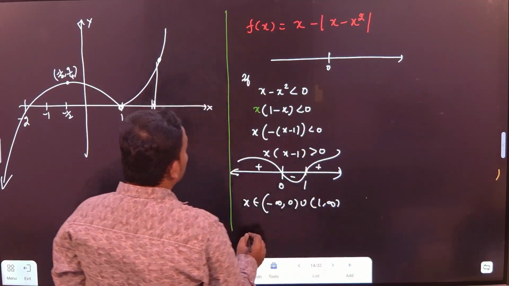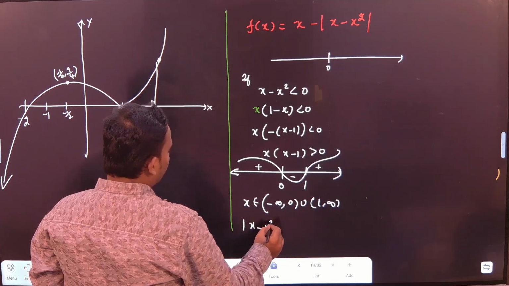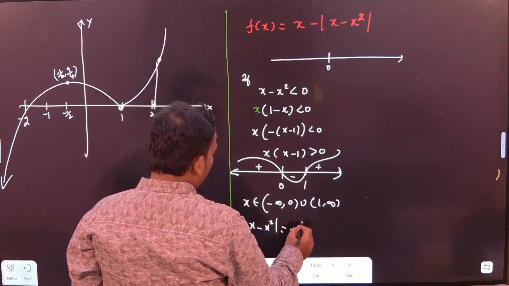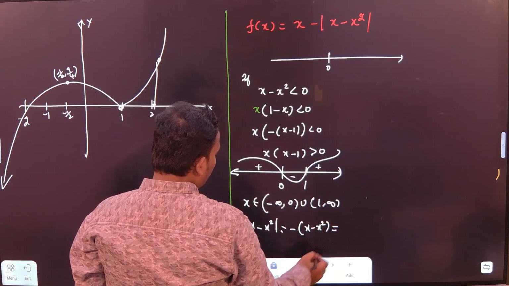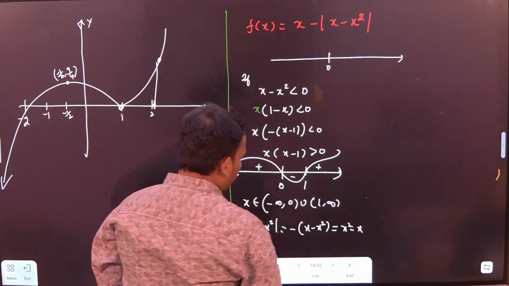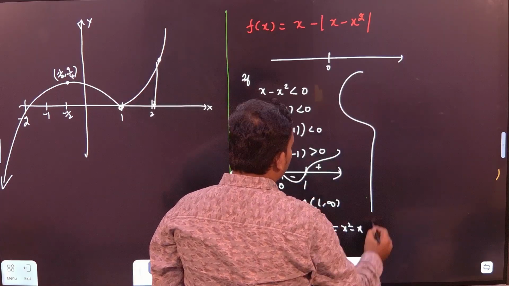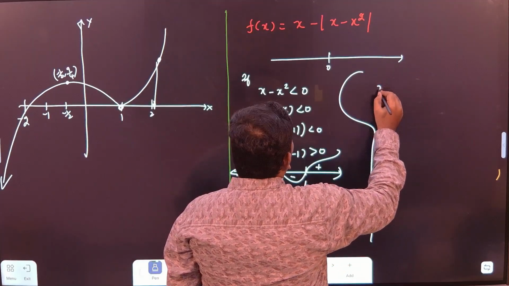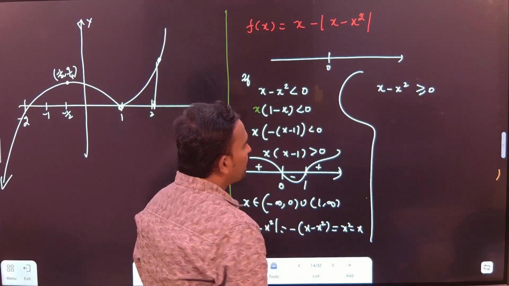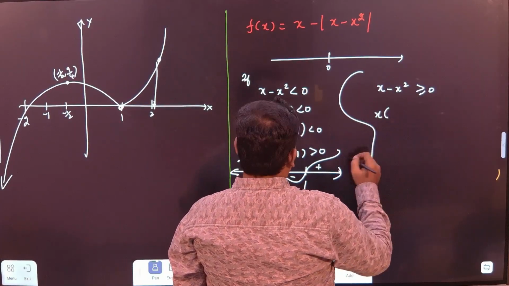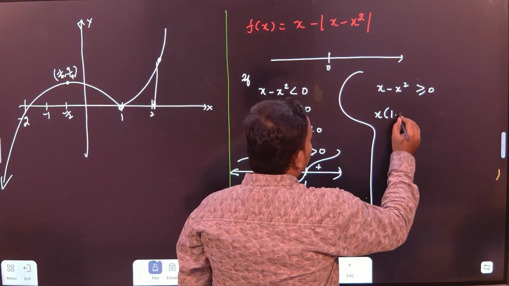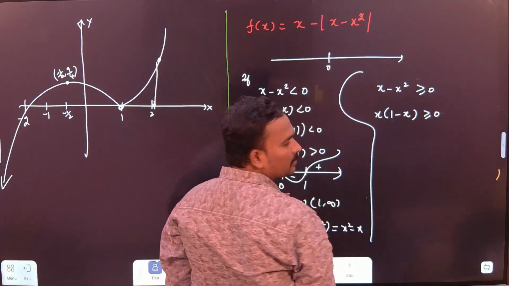So in that case, mod x minus x square, how to write? When x minus x square is negative, this will be minus of x minus x square, which equals x square minus x. The same way, you can check the second case, where x minus x square is greater than or equal to 0. If you take x common, you get 1 minus x is greater than 0. Clear?